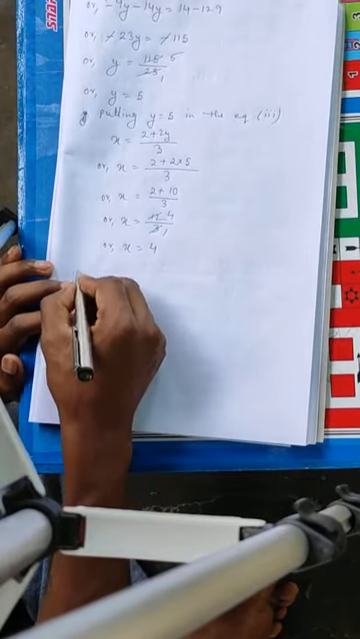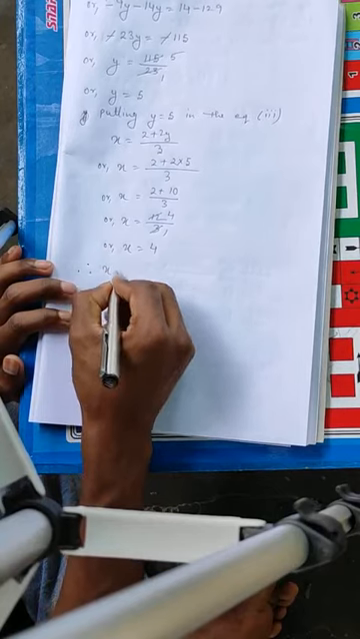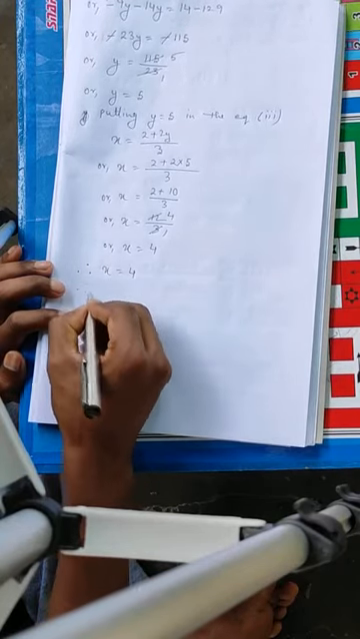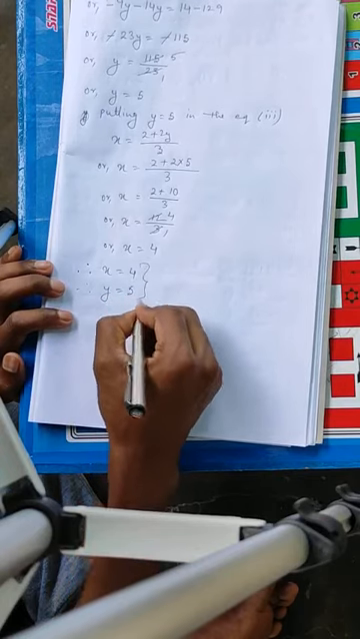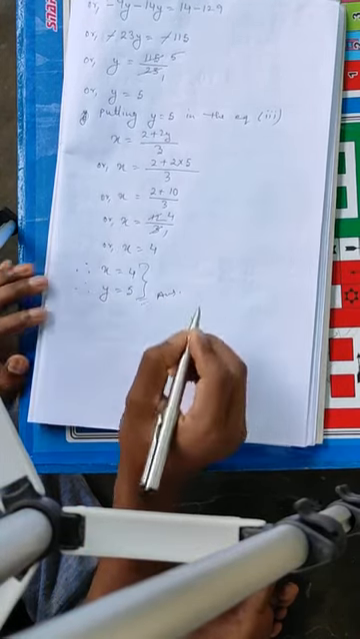So we will get the value of x also. The value of x is 4, therefore the value of y is 5. Okay, that is the answer.